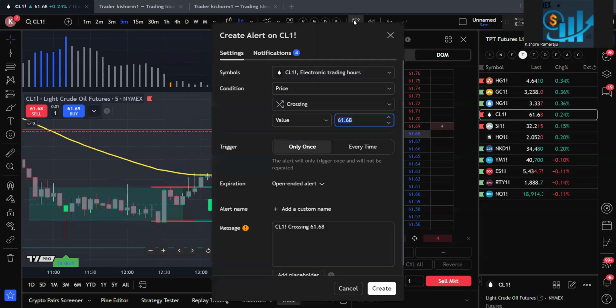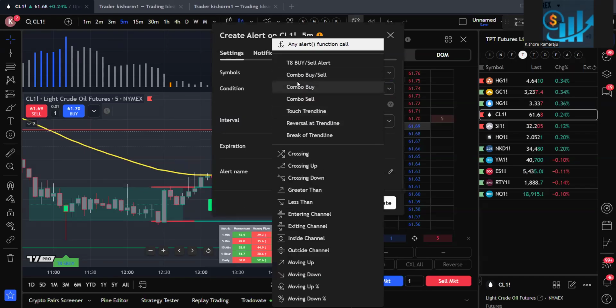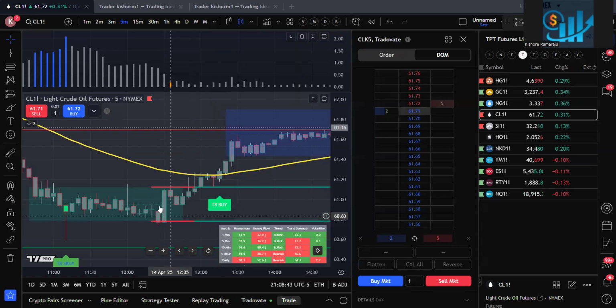Just you can go here, go to T8, and then you can set a combo buy or combo sell. Combo means it is looking at multiple indicators and giving a signal. It is looking at order flows and all those things. It is also looking at T8, T8, T8, and then it will give a buy or sell. So if you just set this notification on 5 minutes, and then just wait for this notification, you can do it on stocks, options, futures. This is working so good.